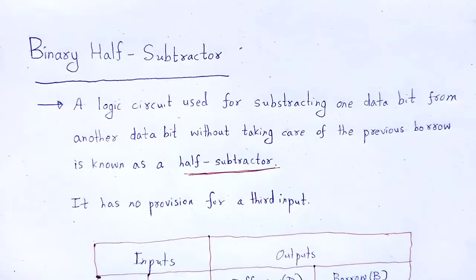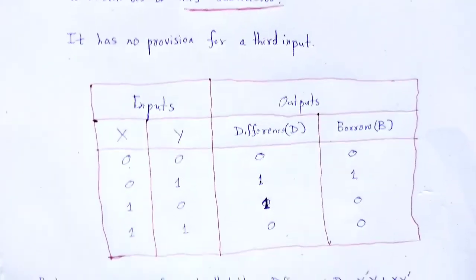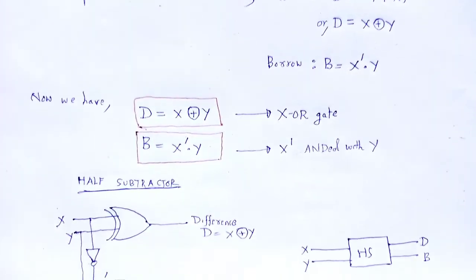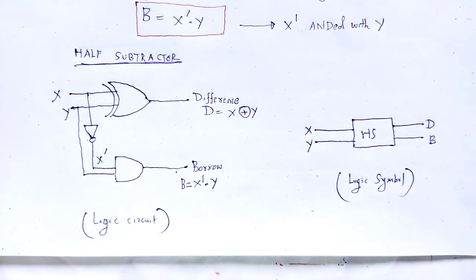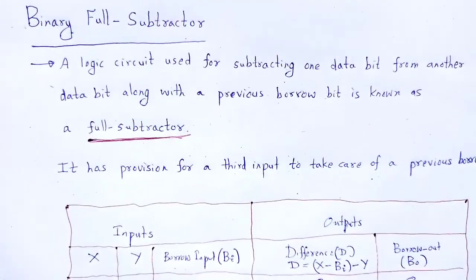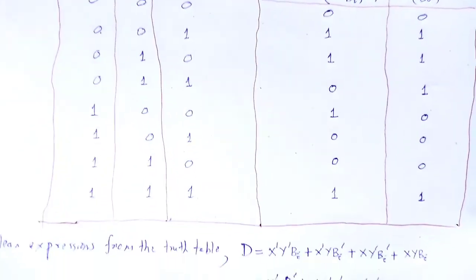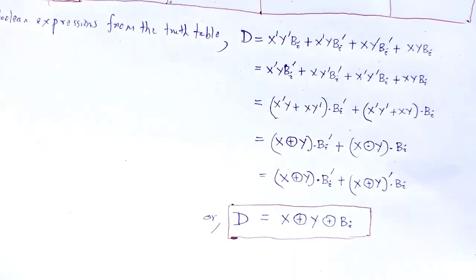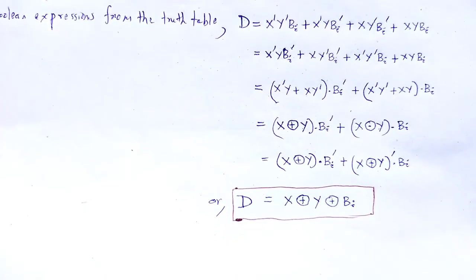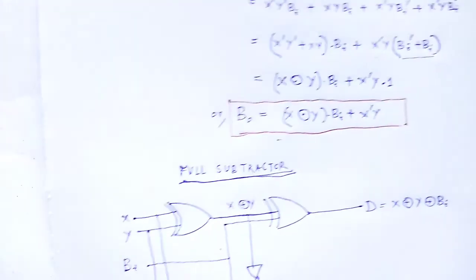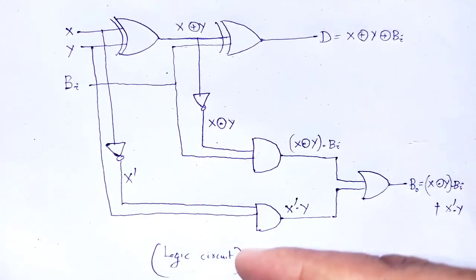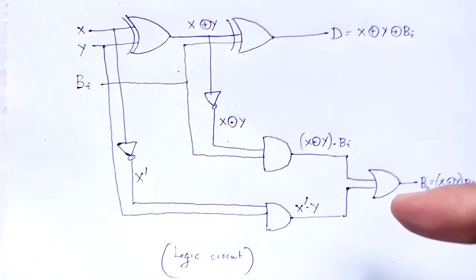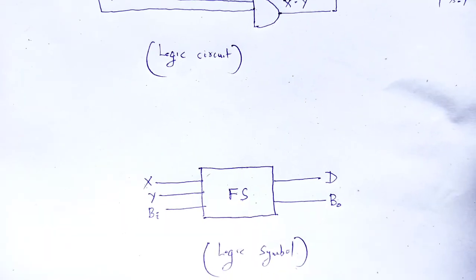So with the help of this video lecture you understand binary half subtractor, truth table, Boolean expression and logic circuit and logic symbol. Next, binary full subtractor: its truth table has three inputs and two outputs. From that truth table we express the Boolean expressions. By using these Boolean expressions we draw the logic circuit for full subtractor and then the logic symbol for full subtractor.